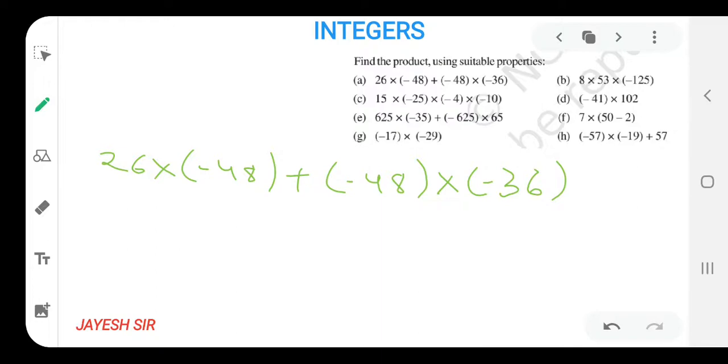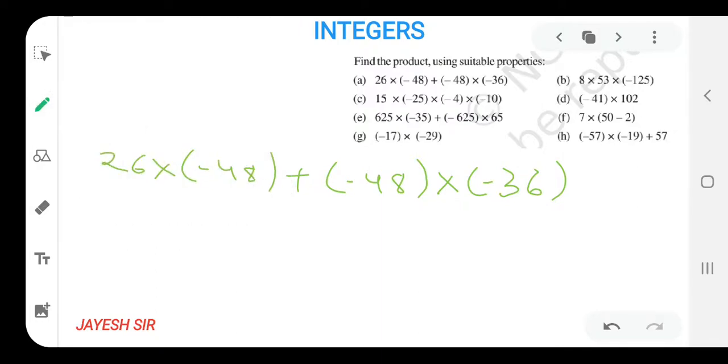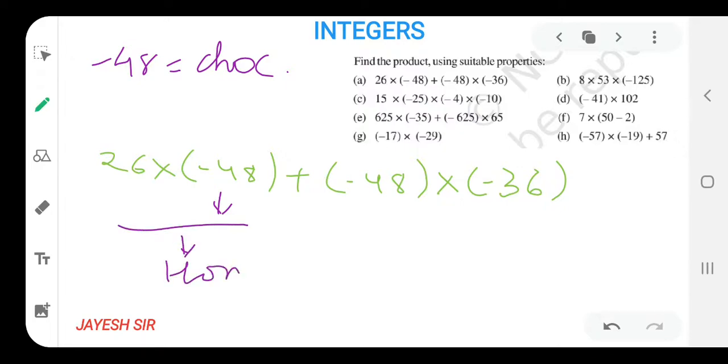If you are not able to see, then I will make you see how the distributive property works over here. Suppose this is chocolate. Let us assume minus 48 is chocolate for all of us. Here, this is my home, and this is my school. Yes, friends. In both the places, what I can see common, that means minus 48, and we assume that is chocolate.